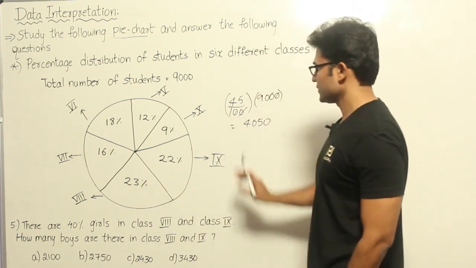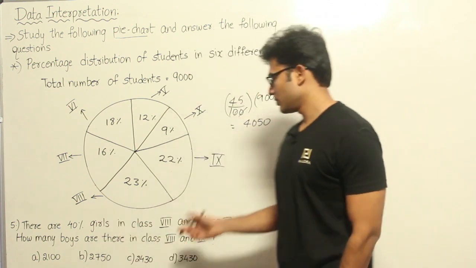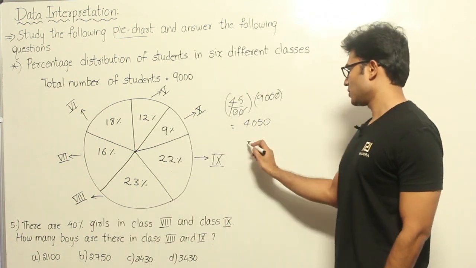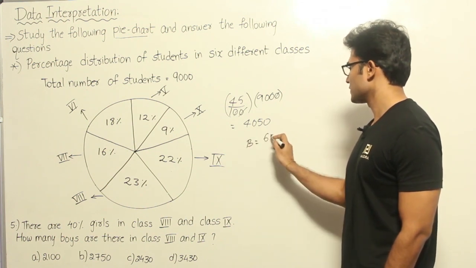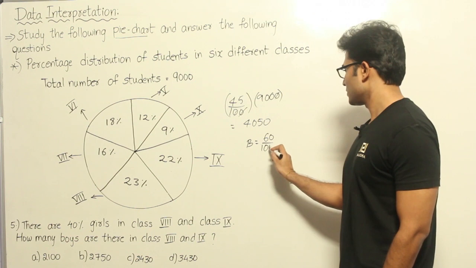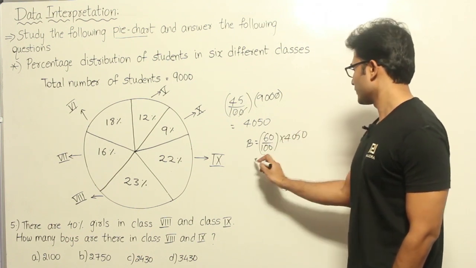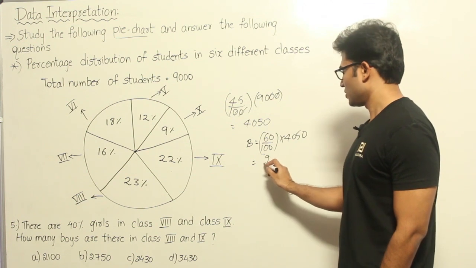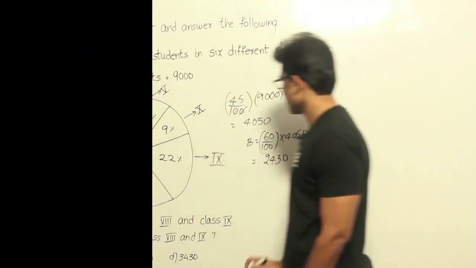Now in these two classes, they are saying that 40% of them are girls. Now 60% will be boys. Therefore the total number of boys in both the classes put together is equal to 60% of this, right? So 60 by 100 into 4050, you are going to get 2430, right? This is the answer. Okay.